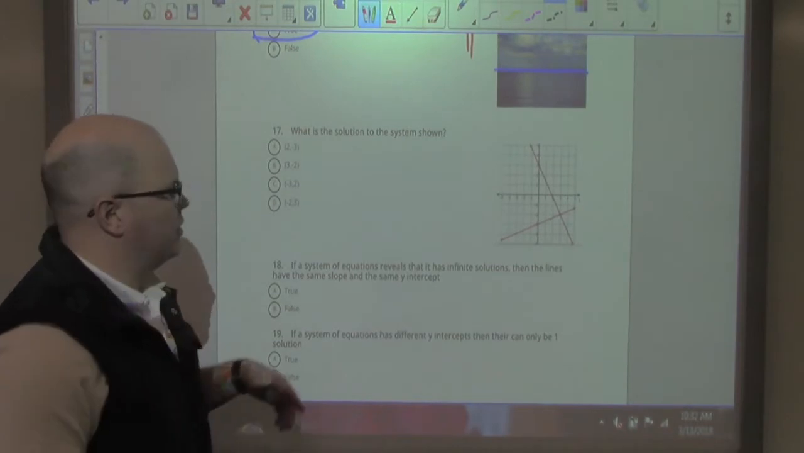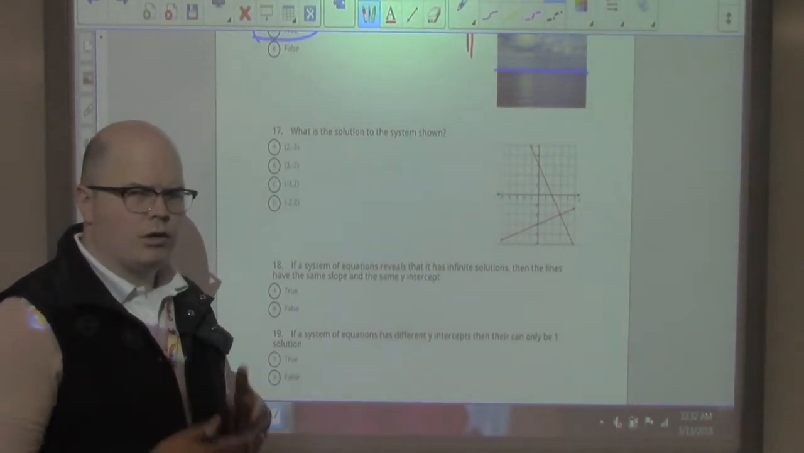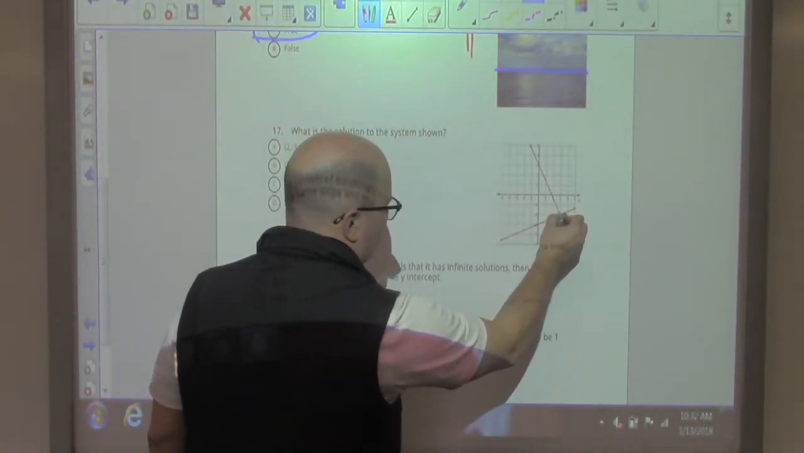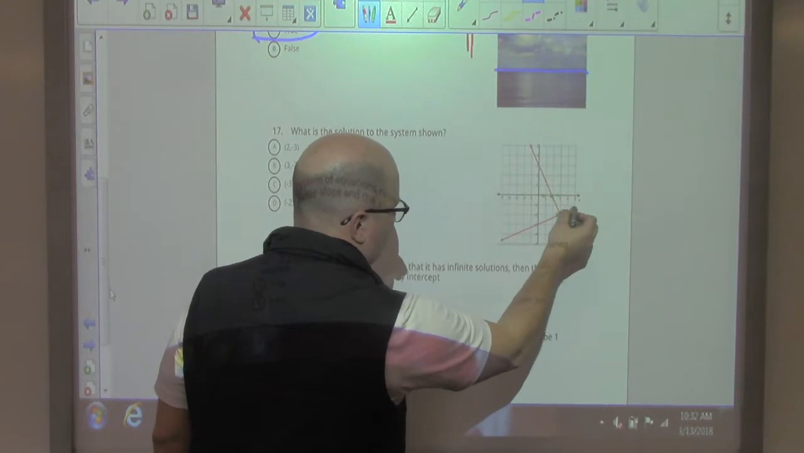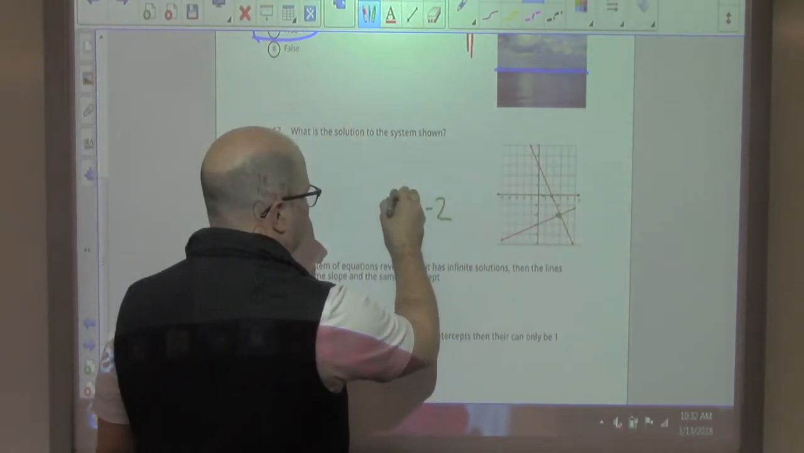What is the solution to the system shown? Well, a solution to a system of equations is the point where the two lines cross. And I can see the two lines cross right here, which is 1, 2, 3 over, 2 down. So it'd be (3, -2).